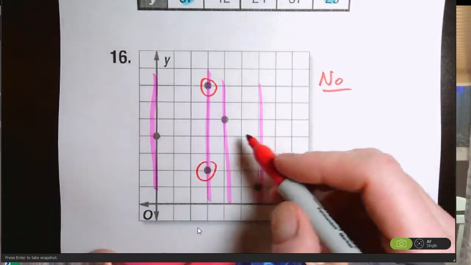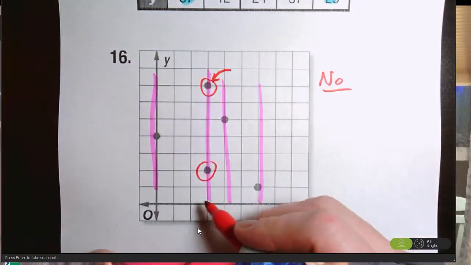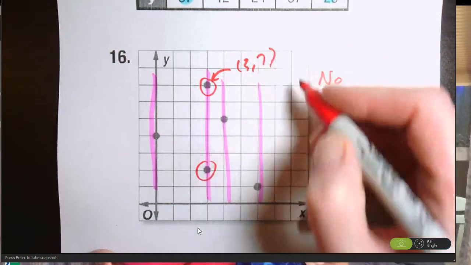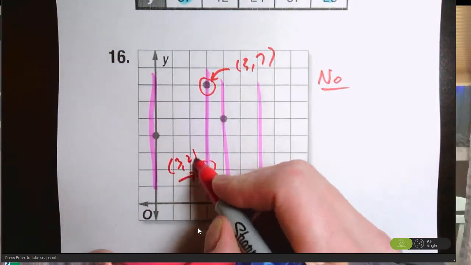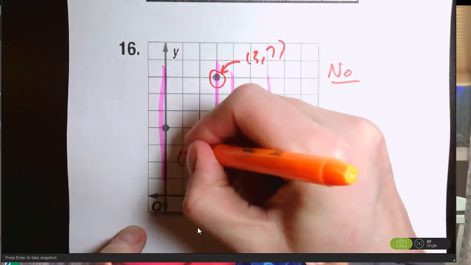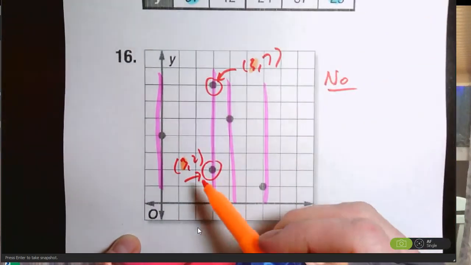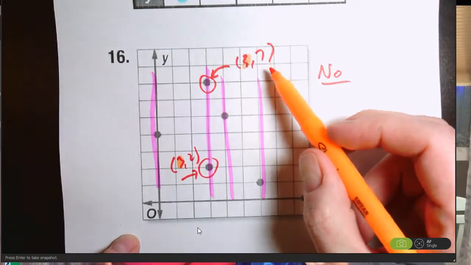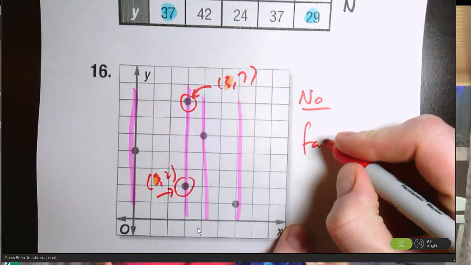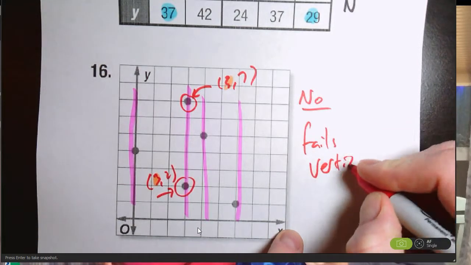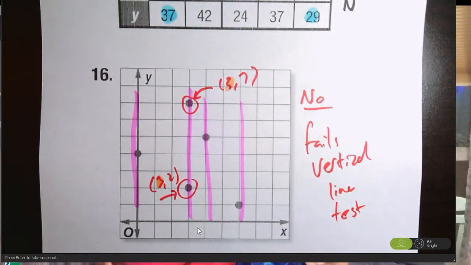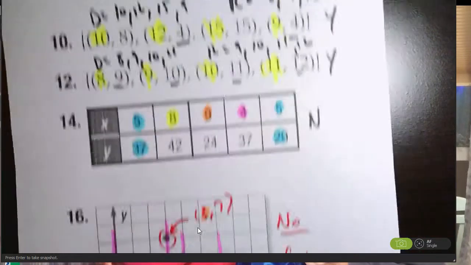Now, why does this work? Well, this ordered pair here is 3 comma 7, and this ordered pair here is 3 comma 2. So we're saying the input of 3 has two different outputs, 2 and 7. So no, it fails the vertical line test. All right, so that's determining if you have a function or not.